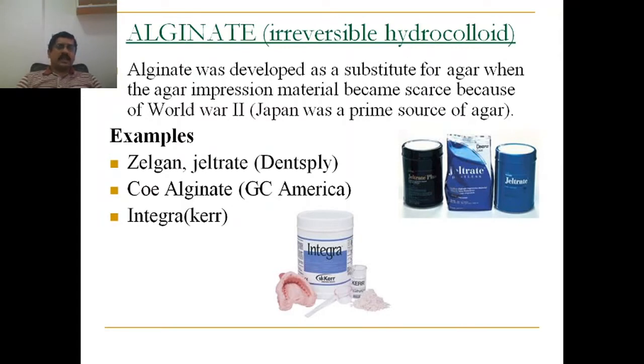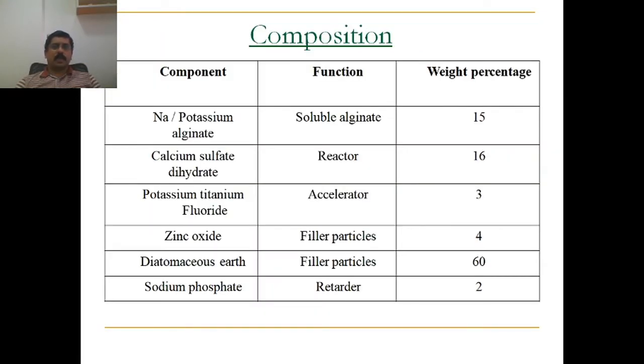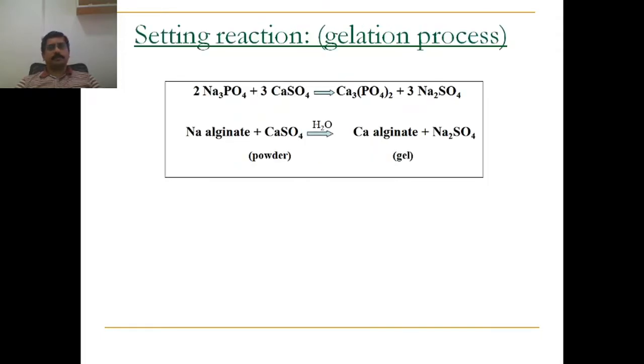Some of the examples include Selgan, Cheltrate, coalginate, Integra, etc. And if you see the composition, it is sodium or potassium alginate, calcium sulfate dihydrate, potassium titanium fluoride, zinc oxide, diatomaceous earth and sodium phosphate. Here we have the setting reaction. It is called the gelation process, where the sodium alginate reacts with the calcium sulfate in the presence of water to form calcium alginate and sodium sulfate.